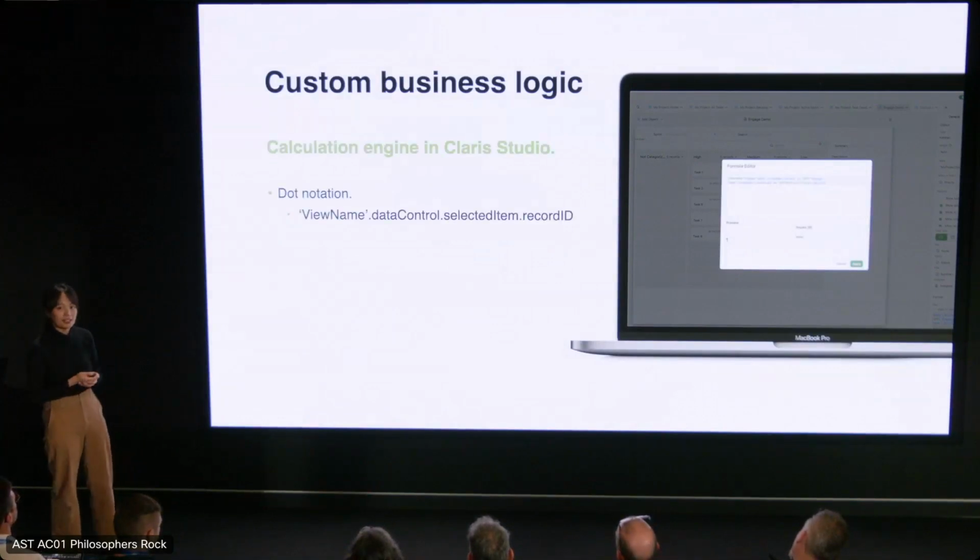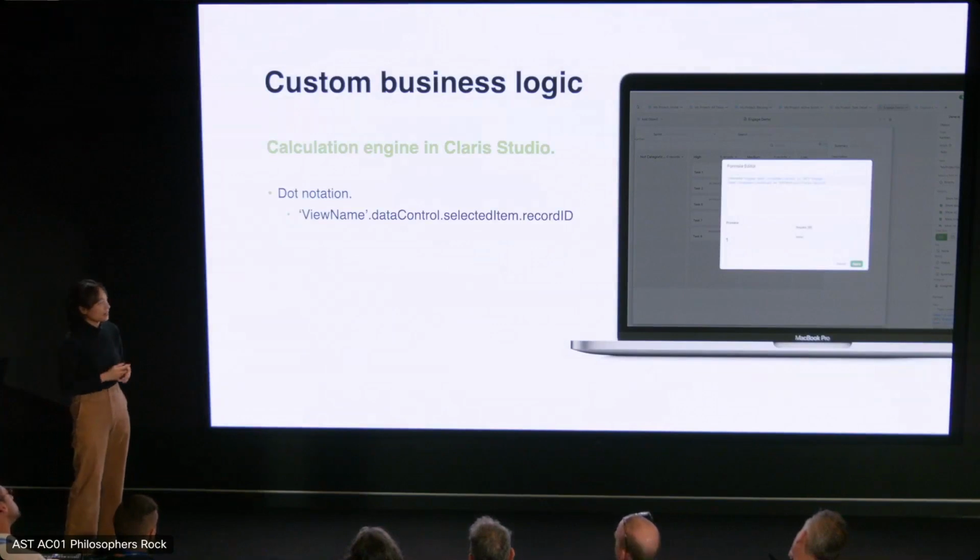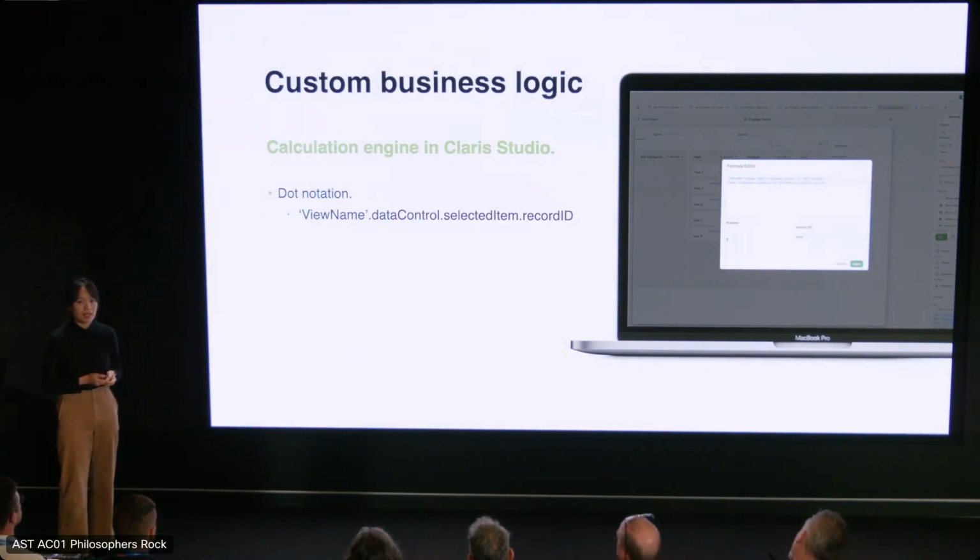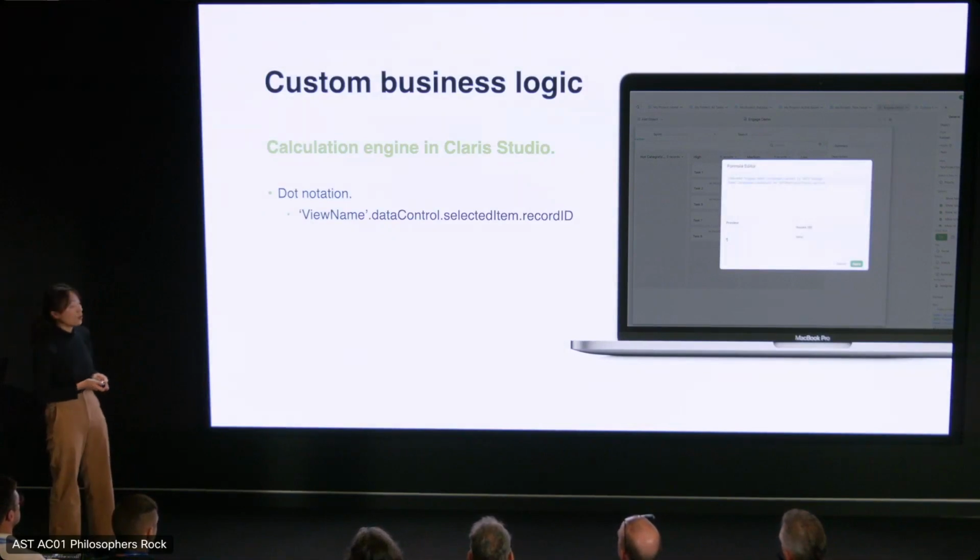So the calculation engine in Studio provides a functional programming language. And in the previous demo, you actually saw what we call the dot notation. With a dot notation, you can easily reach into a view or any object properties that you might need for your business logic. And for example, for all the data control objects, we provide this selected item property, which gives you access to the record ID and field data within the selected record.